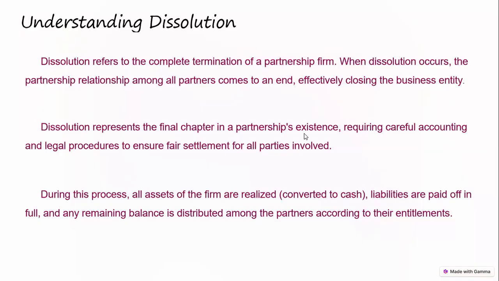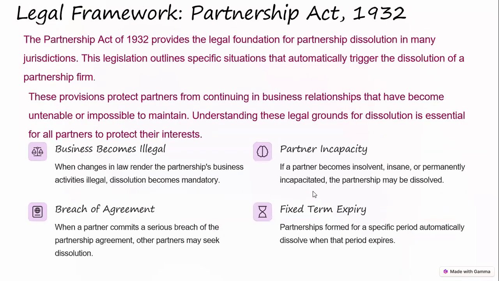So the common procedure is the assets will be sold and the amount realized will be used to settle the external liabilities and also the internal liabilities of the business. So this is the common framework with regard to the Partnership Act of 1932, and there are some provisions which have to be taken into consideration in case there is any dissolution.